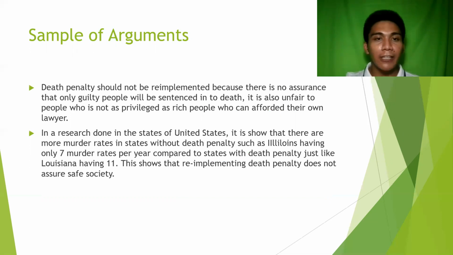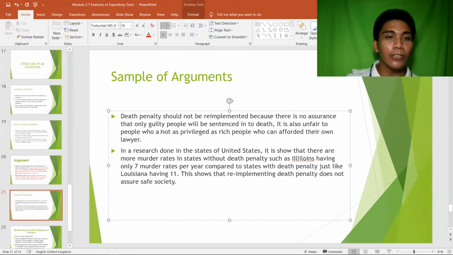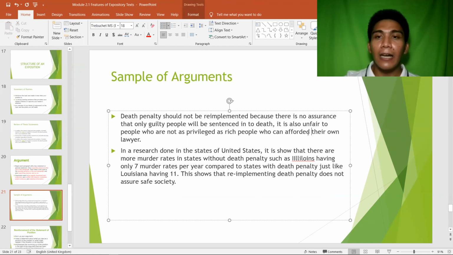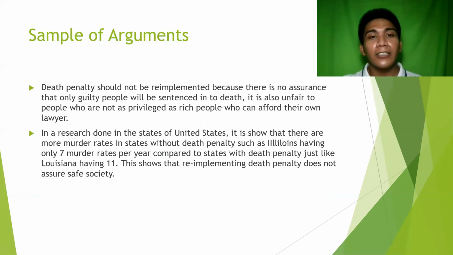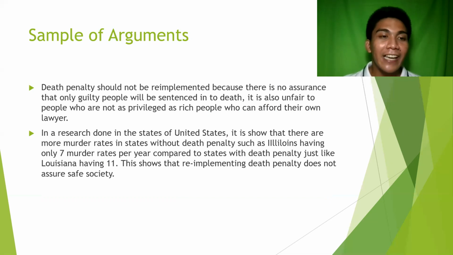So basically that is one of the reasons why we oppose the death penalty. Okay, so how about statistics? For example, you're comparing it to another country. In a research done in the states of the United States, it showed that there are more murder rates without death penalty, such as Illinois having only 7 murder rates per year compared to states with death penalty, just like Louisiana having 11. This shows that implementing death penalty does not assure a safe society.